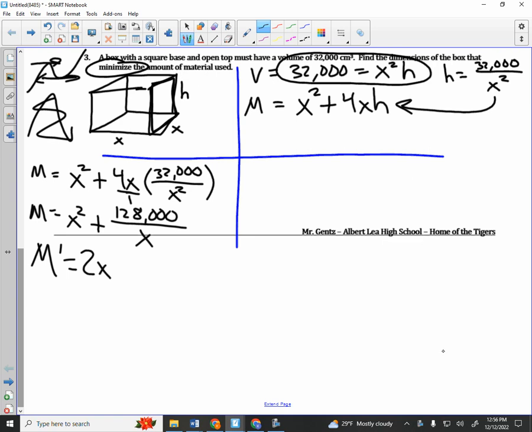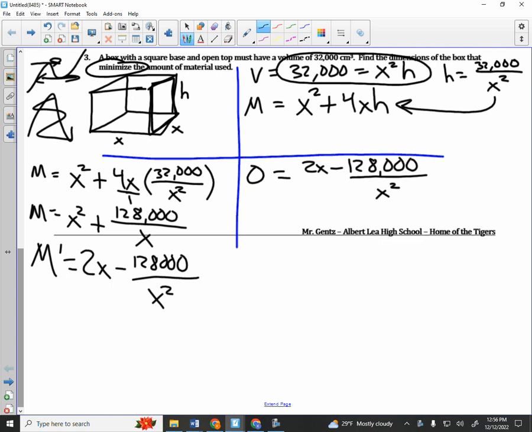2x. Yep. Because that's 128,000 times x to the negative 1. We take that derivative, that's what we get. That's easy. Let's solve that by setting it equal to 0. 0 equals 2x minus 128,000 over x squared.